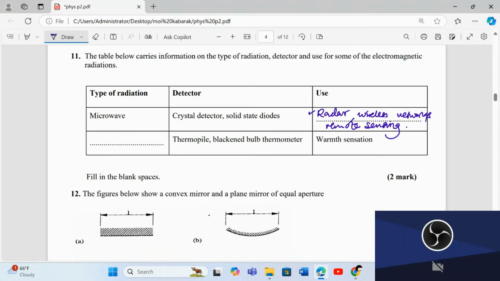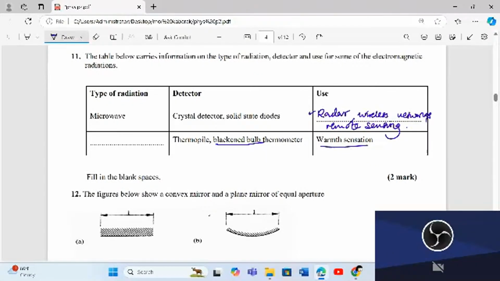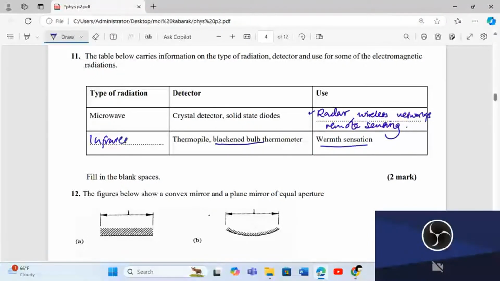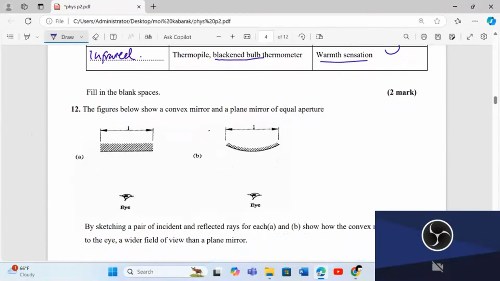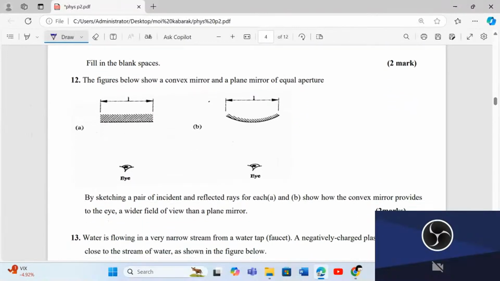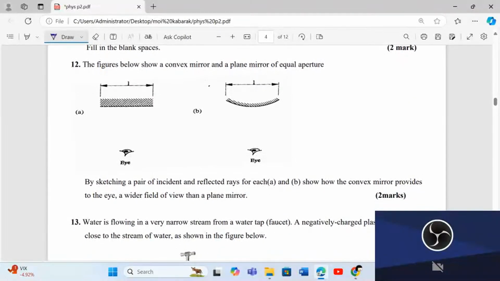We have a type of radiation that has not been mentioned, but it is detected by use of a blackened bulb thermometer. Warmth sensation is like the one used in the greenhouse. Then from the greenhouse, you can directly understand the type of radiation here is infrared. Infrared radiation.